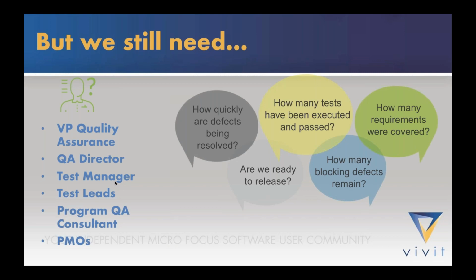Are we ready to release? How quickly are defects being resolved? So this is all very nice if you have it all in one stack, sitting there neatly in ALM, but what if half of your defects now sit in Jira? What if you're doing your testing in Zephyr, for example, and you log your defects there, then you have half your defects there, you have half of your defects in ALM.